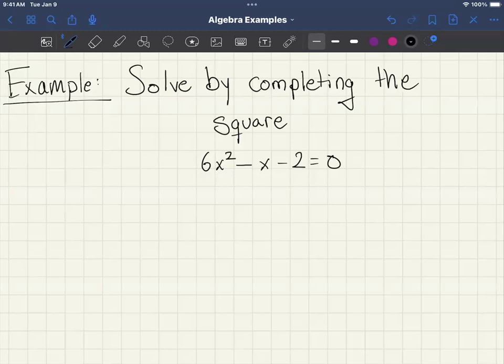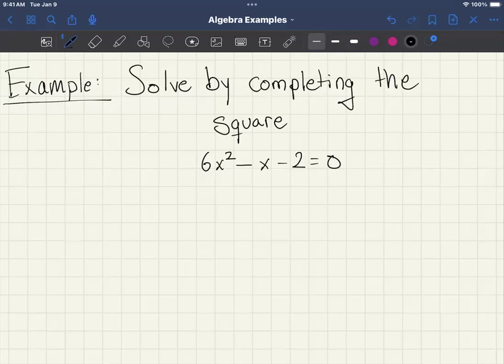So today we're going to talk about completing the square. It's not exactly an easy problem. There's a lot of steps to it, but we're going to make it as simple as possible. We're going to have 5 steps that we are going to use to complete the square, plus one step that we're going to use before we even get to the steps. In this case, our problem starts with 6x squared minus x minus 2 is equal to 0.